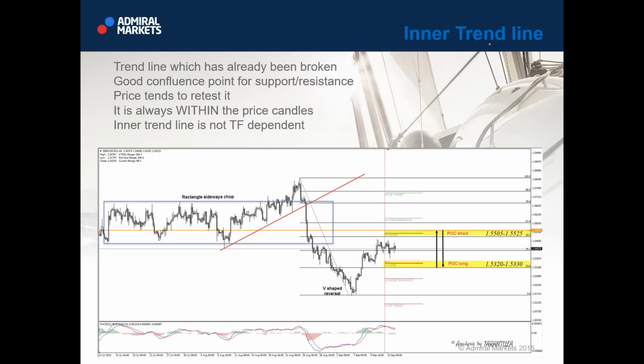So inner trend line is a trend line which has already been broken. So this trend line was a good one, and at this point and this point it serves as an intra-week trend line. Okay, seven days of price action at least, and two bottoms. So this was a good one. And then it was broken here at this point. Once the trend line is broken, we are referring to it as an inner trend line.